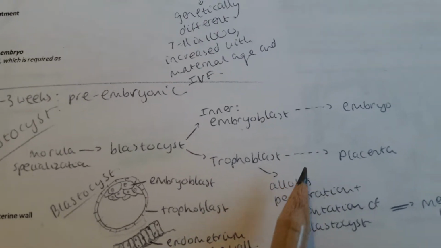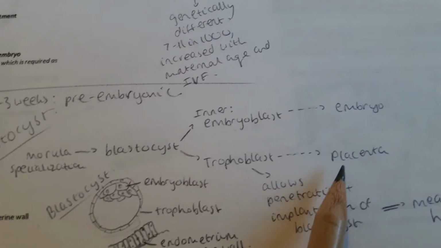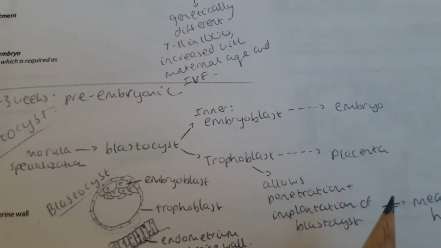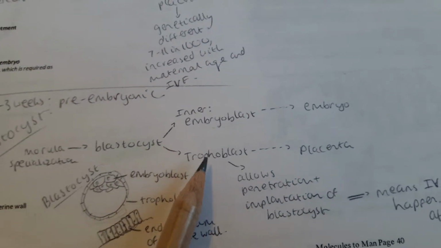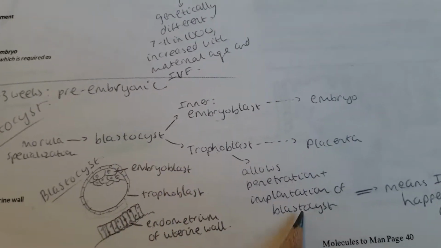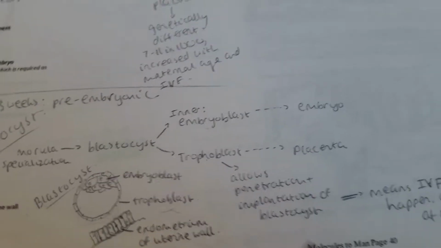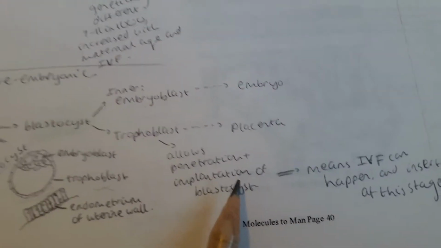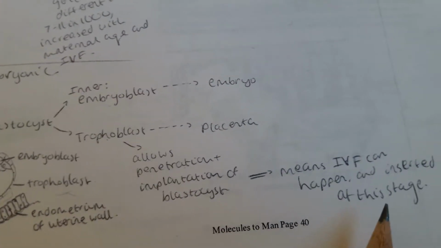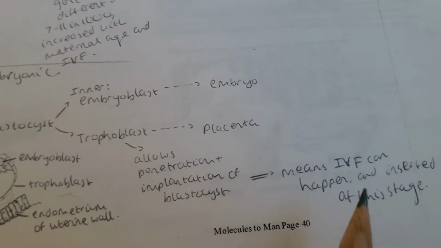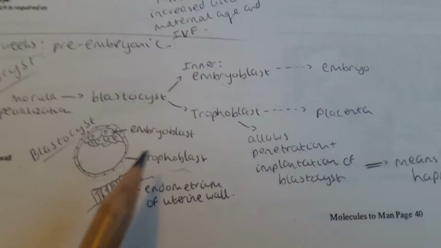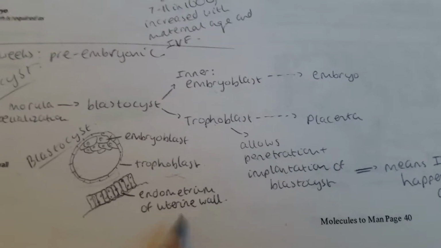And this forms the life support system, the placenta, which is required as simple diffusion is not sufficient to sustain the embryo. So the trophoblast has a role in implantation of the blastocyst because it's the outer layer. An application of this is that IVF can happen: you can fertilize the egg outside of the body and insert it at this stage because the trophoblast is there and can allow implantation into the endometrium of the uterine wall.